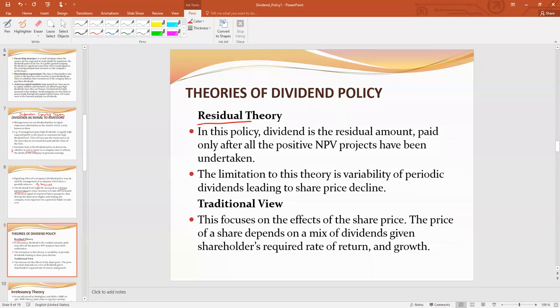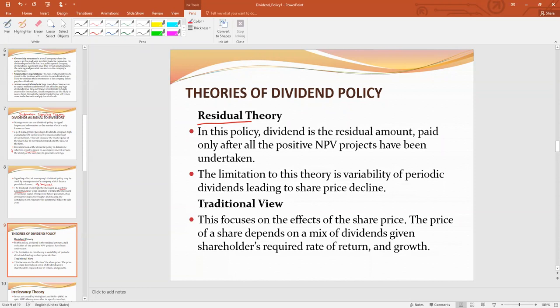So in case you increase the dividend, it does not mean that that's going to be good for the company. If you decrease the dividend, it does not mean that that's going to be bad for the company. So the theoretical impact on the share price can go either way. It can be something good or something bad, so it can be positive or negative.